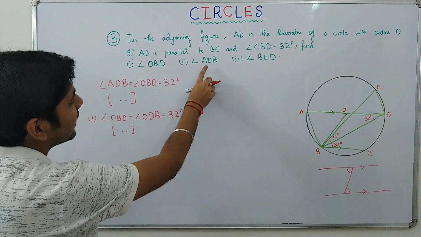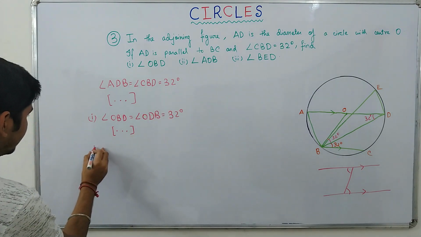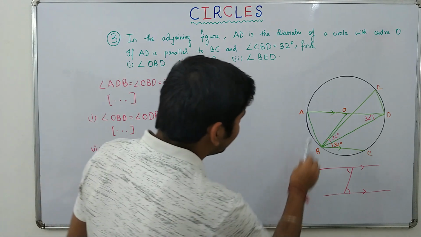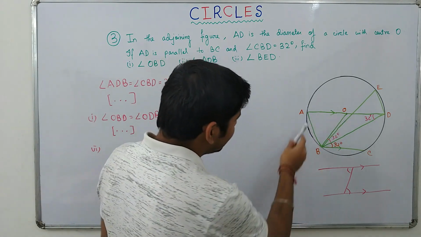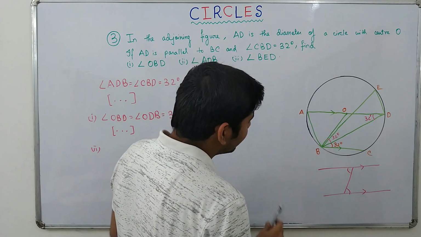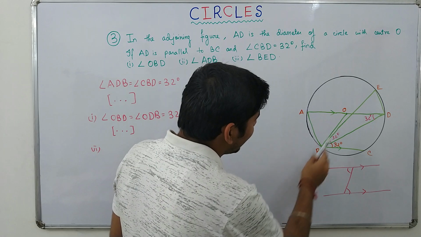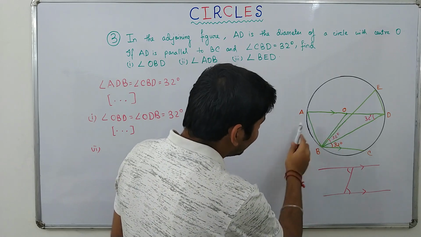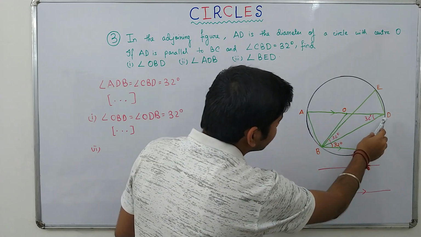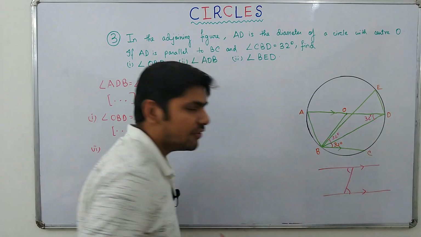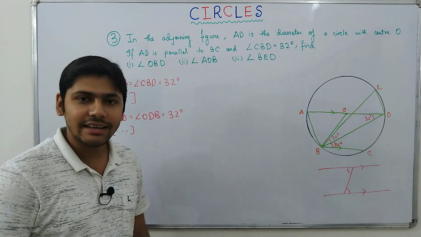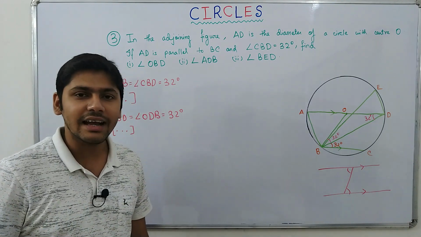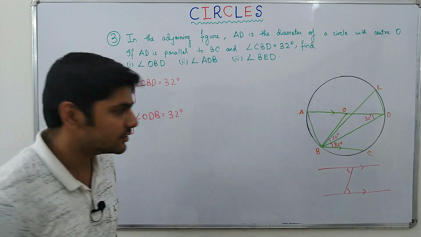The second one, we have to calculate angle AOB. Let's check it out. Angle AOB is this angle. So we can see that AB is an arc and AB subtends an angle at the center O and AB subtends an angle at the circumference at D. The first theorem that we studied today: the angle subtended by an arc at the center is double the angle subtended by it on the circumference.